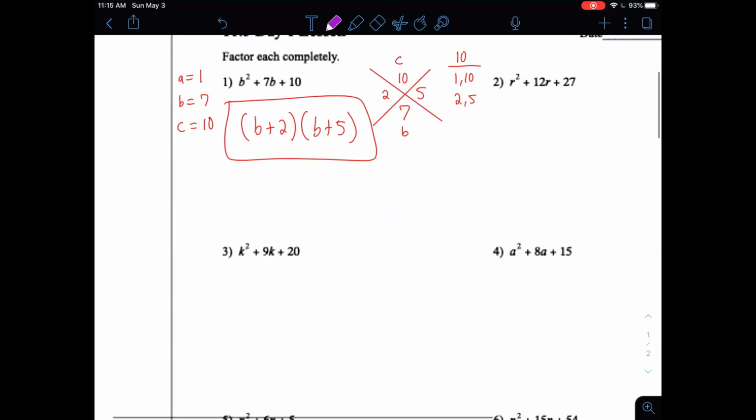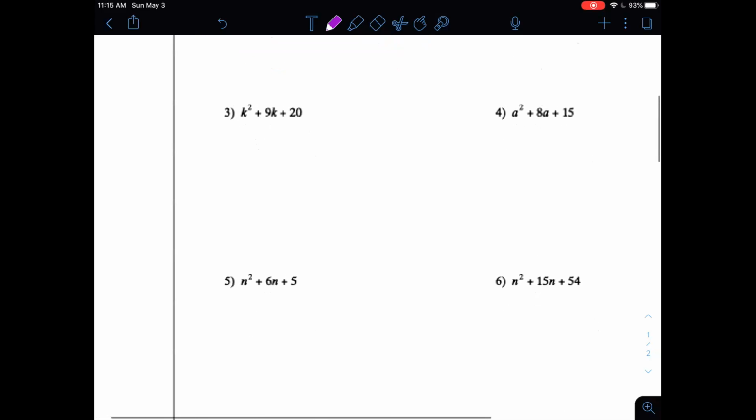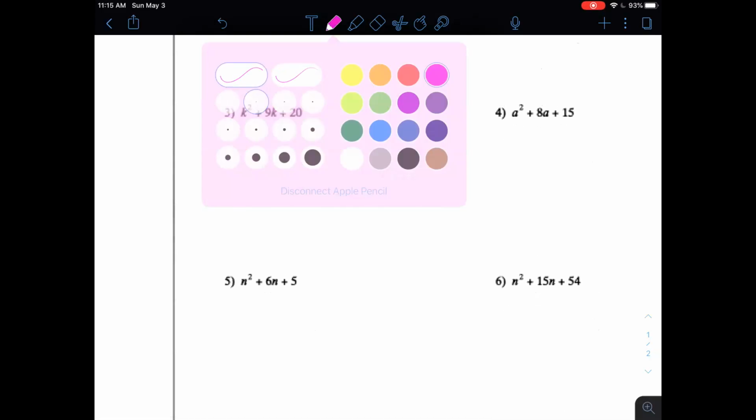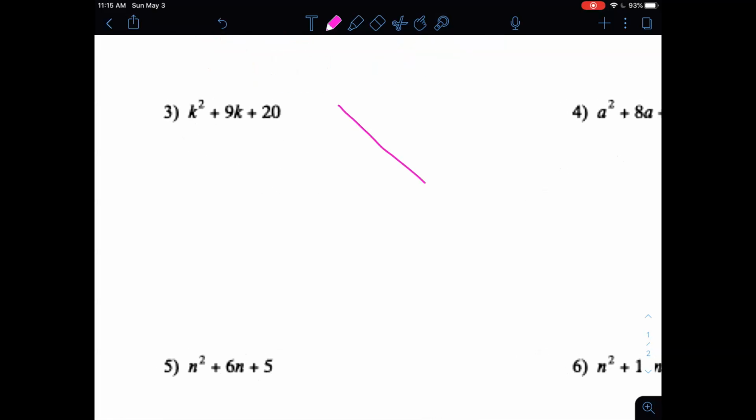All right, let's move on. We're going to do 3, 5, and 7, and you guys will try the rest on your own. All right, so we have k squared plus 9k plus 20. Do our diamond again.